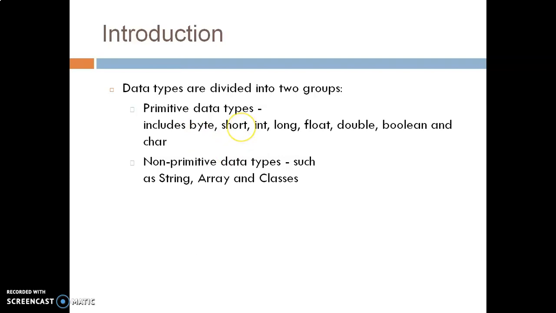Another one is non-primitive data types. As the name says, non-primitive means it is not defined in the system. It is going to be created by the users. Non-primitive data types are such as string, array and classes. So data types are divided into two groups: primitive and non-primitive.